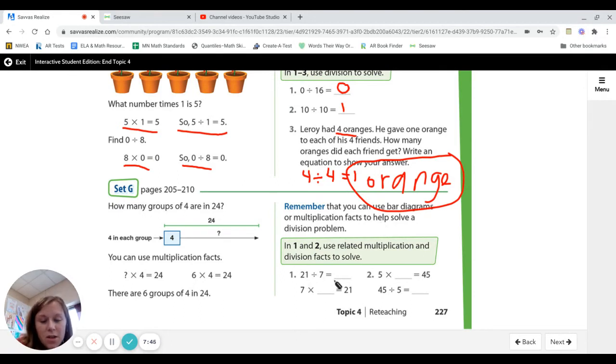So 21 divided by 7. I know 7 times 3 is 21, so I know 21 divided by 7 will be 3.